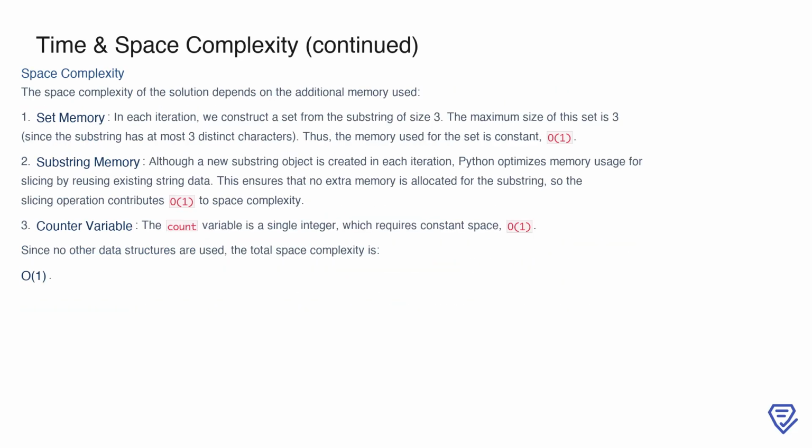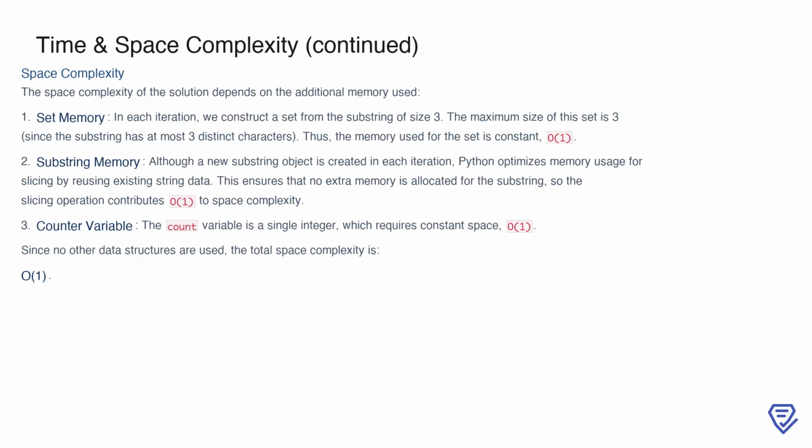Now, let's examine the space complexity. In each iteration, we create a set to hold at most 3 characters from the current substring, as the substring length is fixed at 3. The memory required for this set is therefore constant, O(1). Additionally, while slicing the string to create substrings, Python does not allocate new memory for the sliced data but instead reuses the existing string memory. This optimization ensures that substring slicing also contributes O(1) to space complexity.